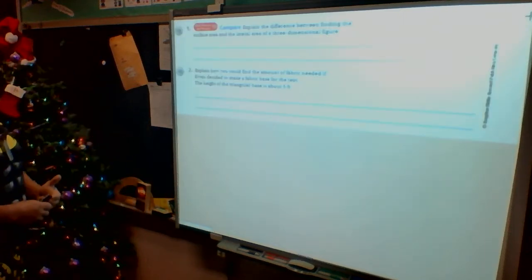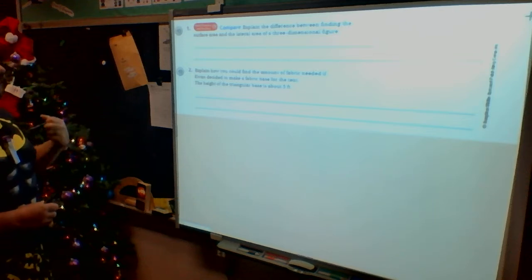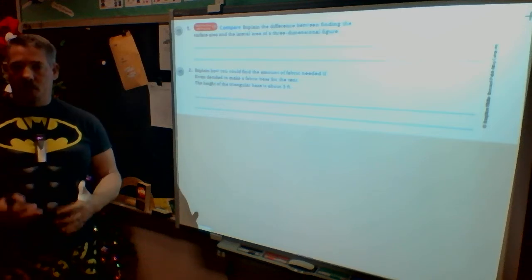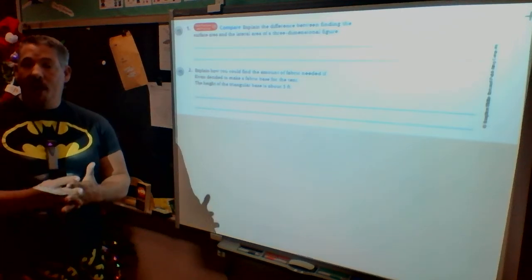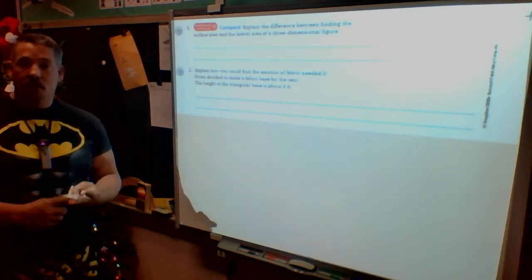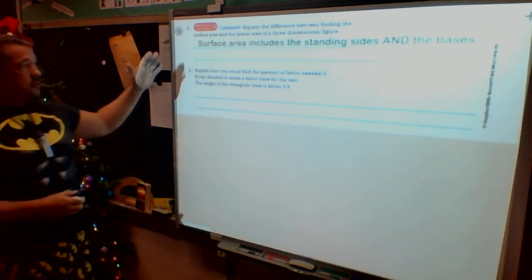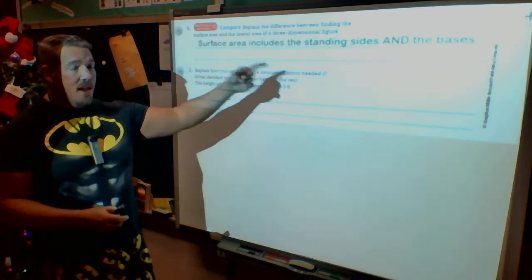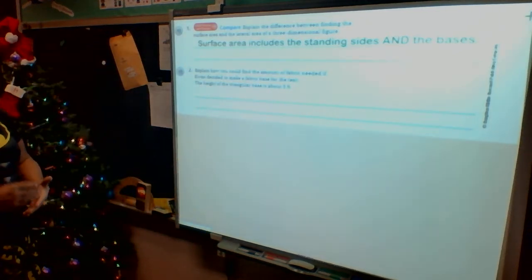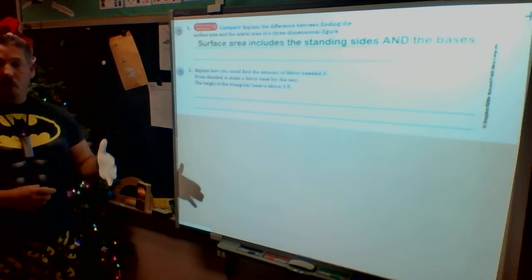But the next question says to explain the difference, so we have words, between the finding of the surface area and the lateral area of a three-dimensional shape. So the surface area has what to it? So we have a base and we have lateral sides. And then I add them all together. And that's exactly what I put down. Surface area includes the standing sides and the bases.